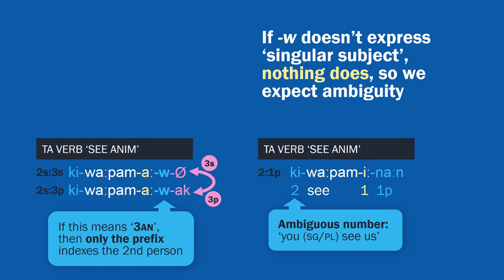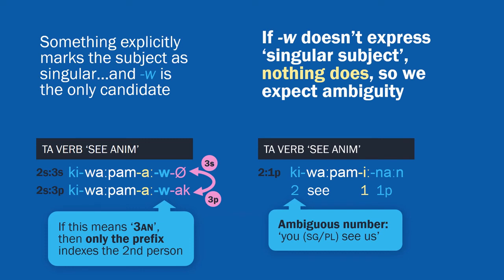But in the forms with W, the number of the second person is not ambiguous. It's explicitly singular. This means that the second person can't only be being indexed by the prefix in these forms, because if it was, its number should be ambiguous, but it's not. So there must be something that's explicitly marking the second person subject as singular, and the only thing that could be doing that is W.